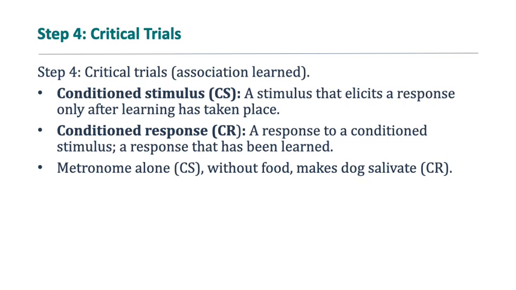With step 4, this is where the critical trials also take place. The association is learned. So we have the conditioned stimulus now and the conditioned response. The conditioned stimulus, again, elicits a response only after learning has taken place. With the conditioned response, a response to that stimulus has been learned. So what this means is you can ring the bell or the metronome by itself without the food, and that dog will begin to salivate.